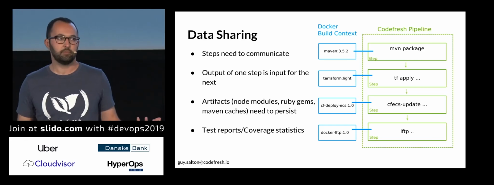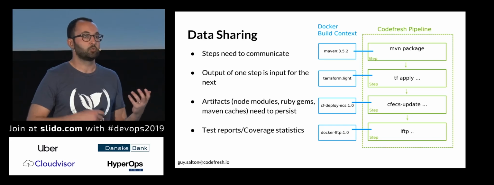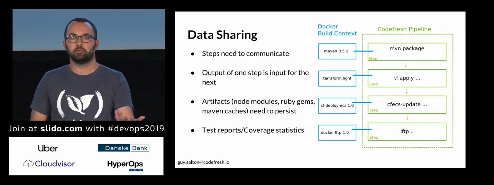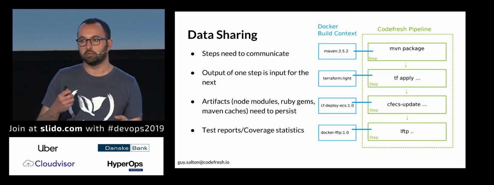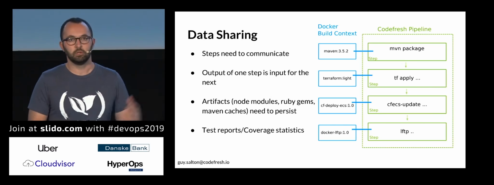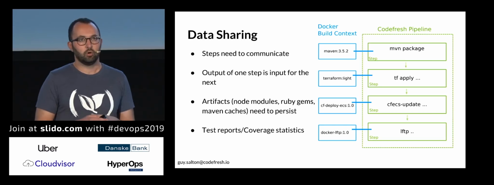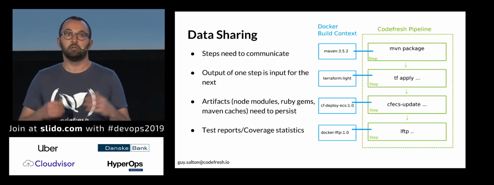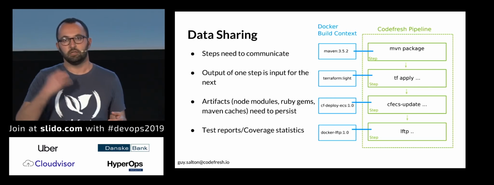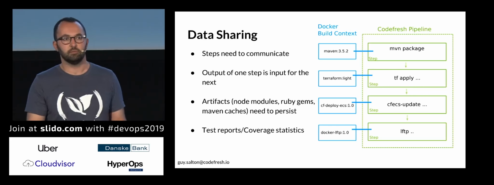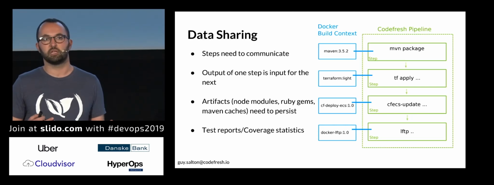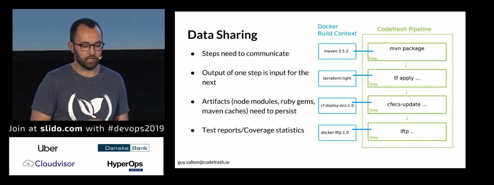So a classic example is, let's say you run a test on one step in the pipeline, and on the next step, you want to collect the test results, the artifacts, and maybe you want to generate a report, or you want to store the artifact somewhere. Or let's say you have, again, a node application. You want to download the node modules at the first step, and then be able to use them in the next steps without downloading the node modules again every step, because this will just take a lot of time.